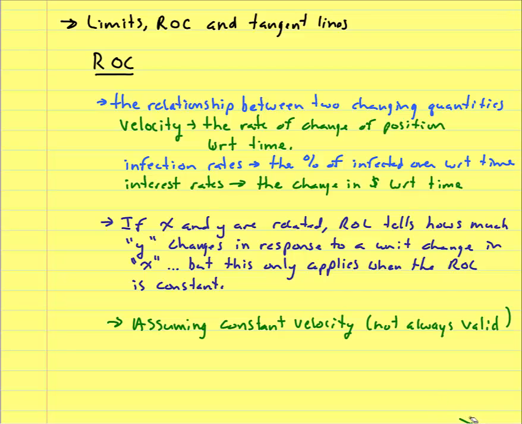Now, if we assume that we move at this constant velocity, we have a nice little formula. We've been working with this formula for a long time. We've seen it a lot. Distance equals rate times time. D equals RT is another way that we are familiar with this. Now this formula is only true if the velocity is constant.